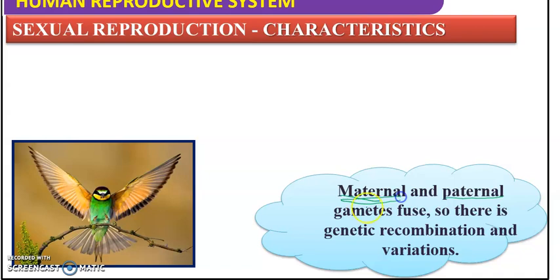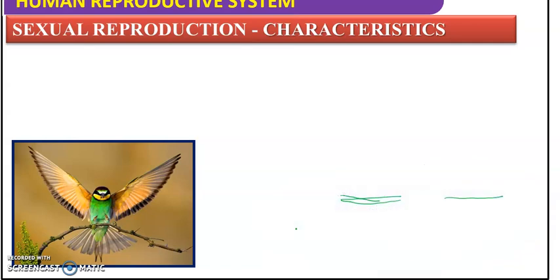So, when these maternal and paternal gametes fuse, not only will they help in the formation of the next generation, they are also creating an area for genetic recombination where parental alleles will undergo some changes. They will undergo some variations, and new combinations will be created. So that is the first and the most important characteristic of sexual reproduction, that is, to have variations.